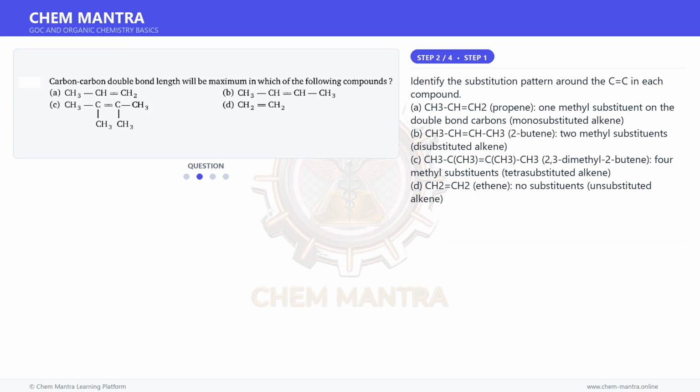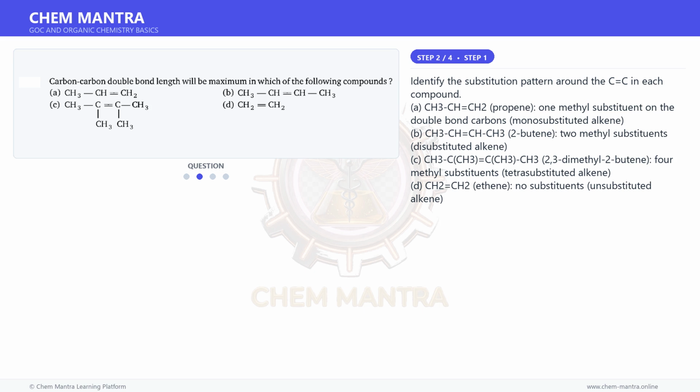Moving on to the next step. Identify the substitution pattern around the C=C in each compound. A. CH3-CH=CH2, propene, 1 methyl substituent on the double bond carbons, monosubstituted alkene. B. CH3-CH=CH-CH3, 2-butene, 2 methyl substituents, disubstituted alkene.